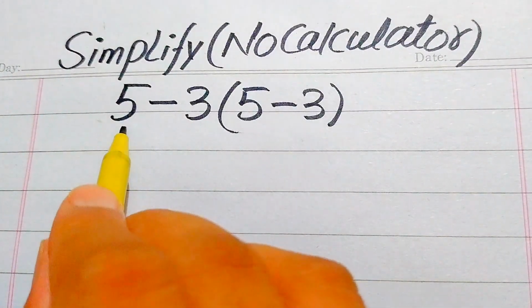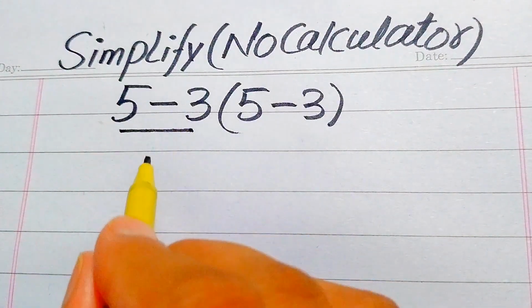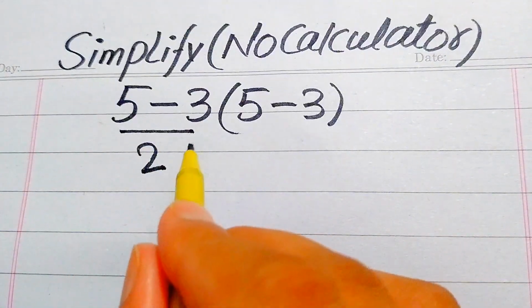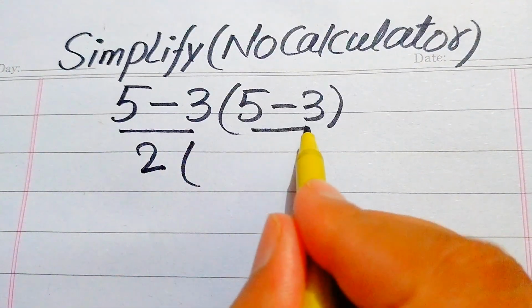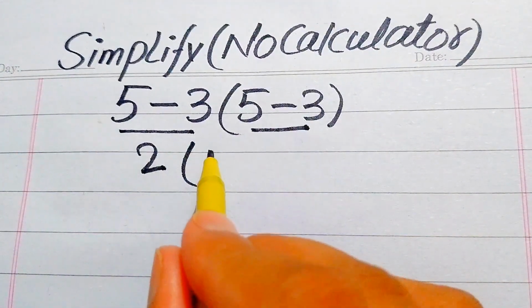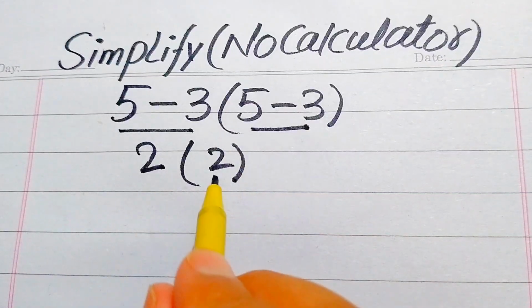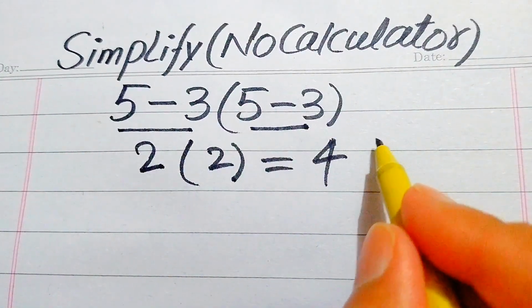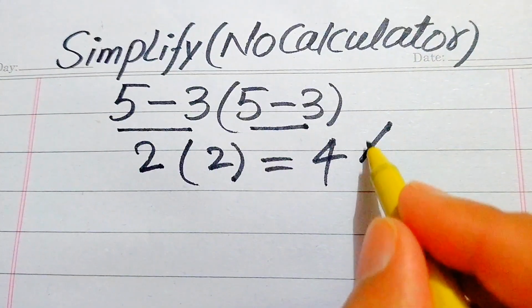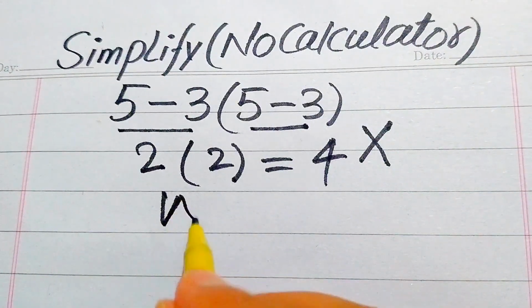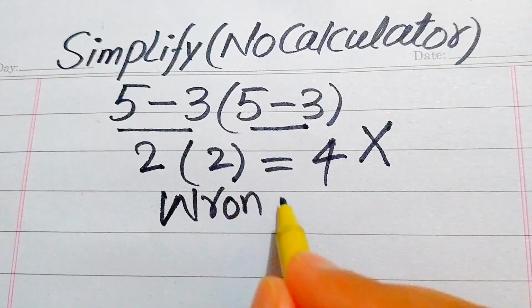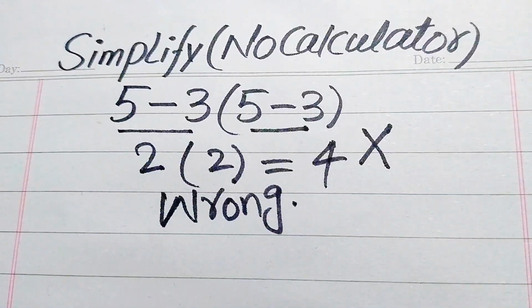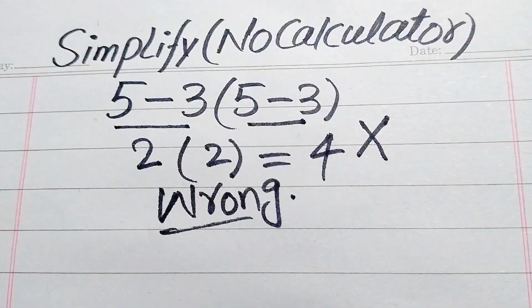A student might first just subtract these two values. 5 minus 3 becomes 2, and this is again 5 minus 3, which becomes 2, and finally 2 times 2 becomes 4. But this solution is wrong. If you solve the problem this way, you can get 0 marks in the exam, because this is the wrong method.